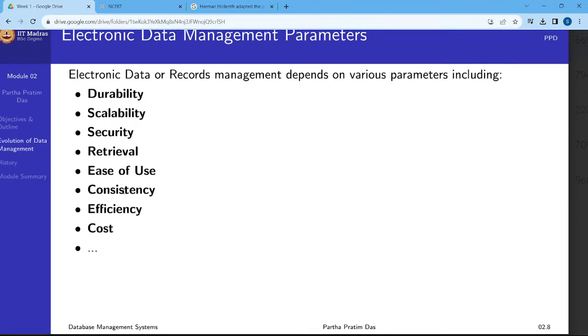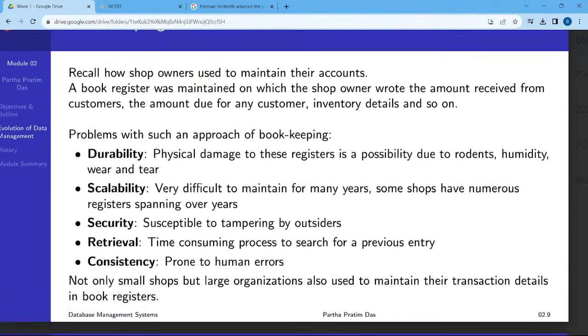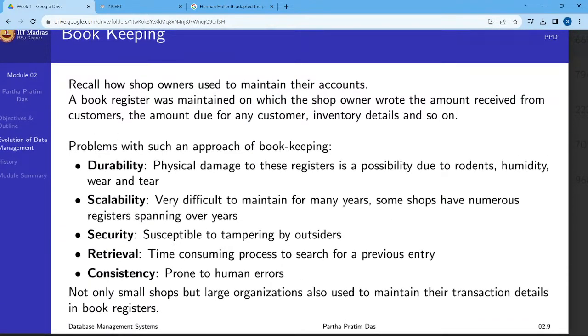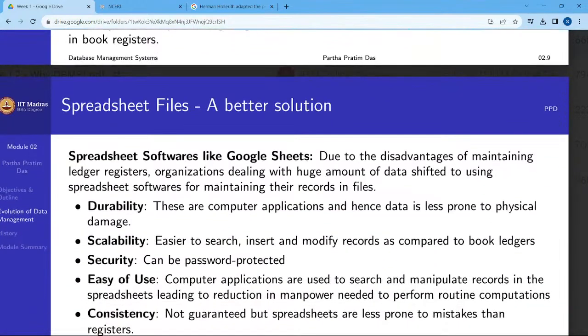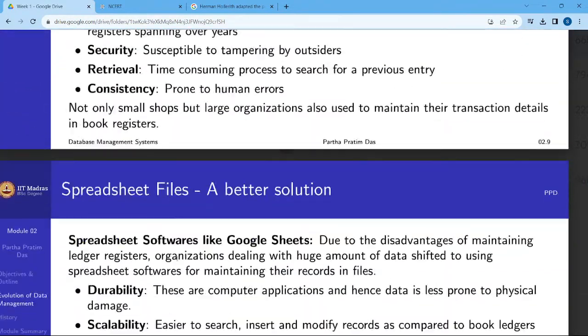Electronic data management depends on various parameters. These are the parameters: durability, scalability, security, retrieval, ease of use, consistency, efficiency, cost. Bookkeeping. I would skip this slide, and we'll come back to it later if need be. Spreadsheet, a better solution.